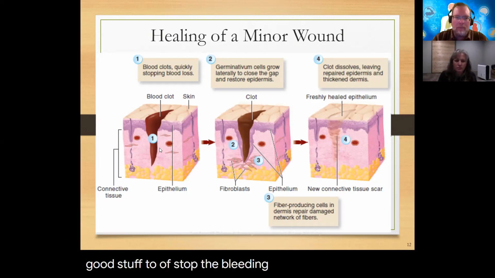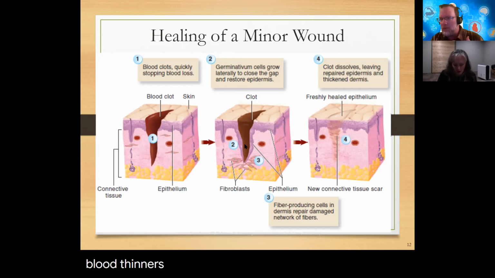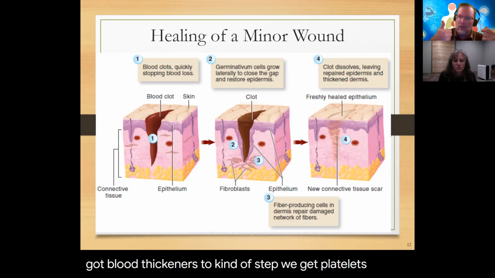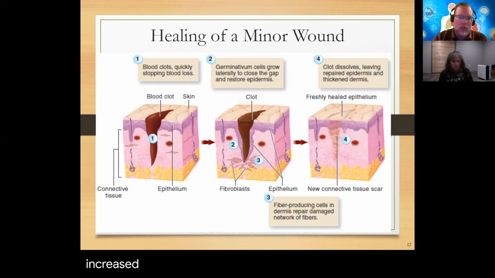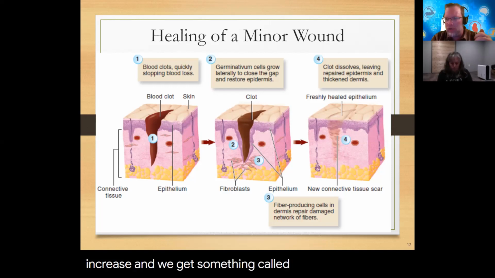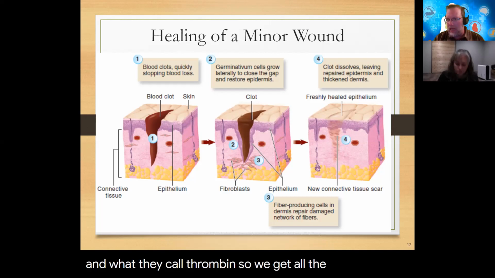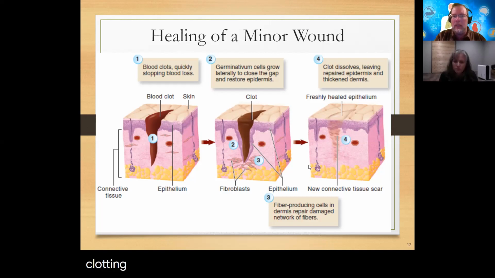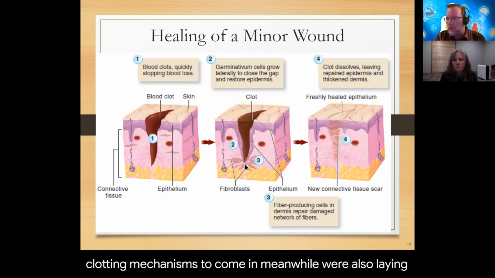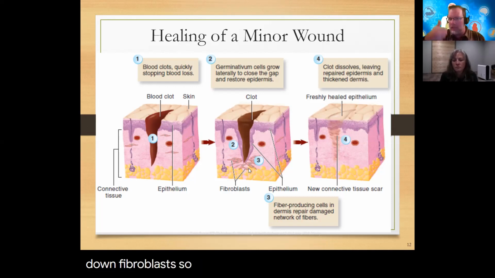And then we get some blood thinners, right? We had to get rid of the clot. So we've got blood thickeners to kind of stop it. We get platelets increase, and we get something called fibrin and fibrinogen and what they call thrombin. So we get all these different clotting mechanisms to come in. Meanwhile, we're also laying down fibroblasts. So fibroblast activity is going to increase.